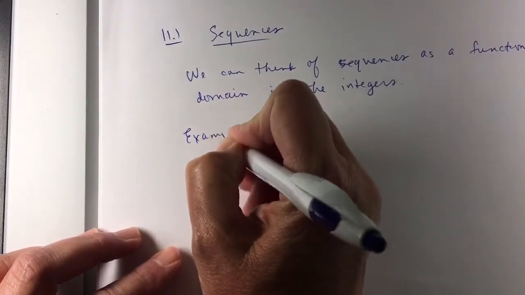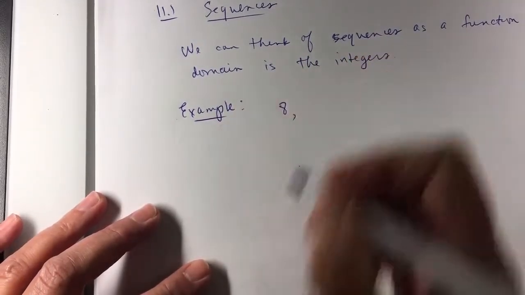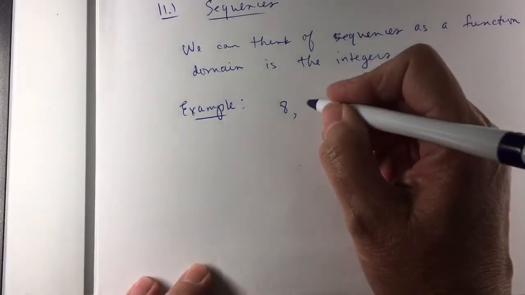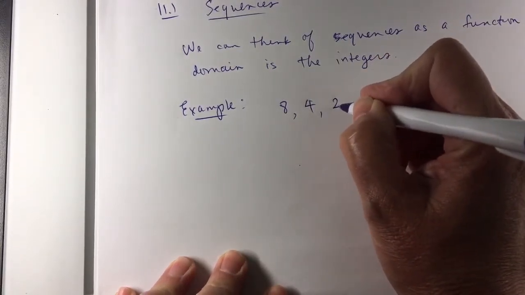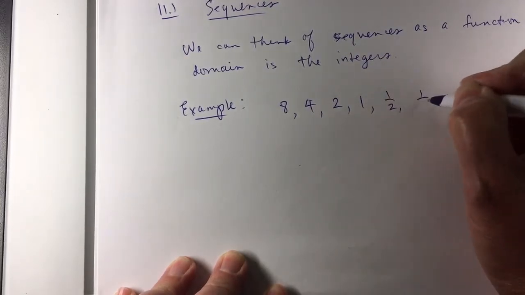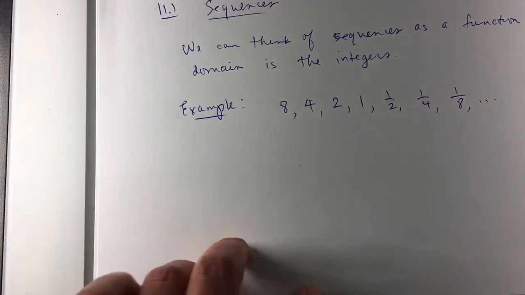I'll write this as an example. So I started with 8, and then what did I do? Remember? Divided by 2. So then I had 8, 4. 4 divided by 2 is 2. 2 divided by 2 is 1. 1/2, 1/4, 1/8, and so on.